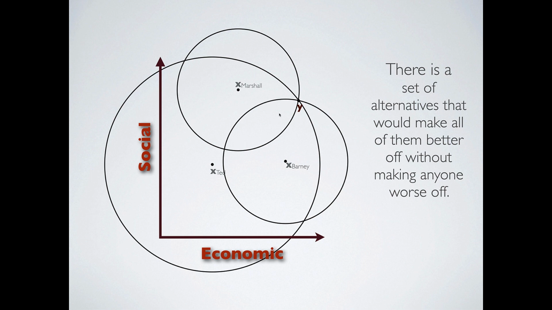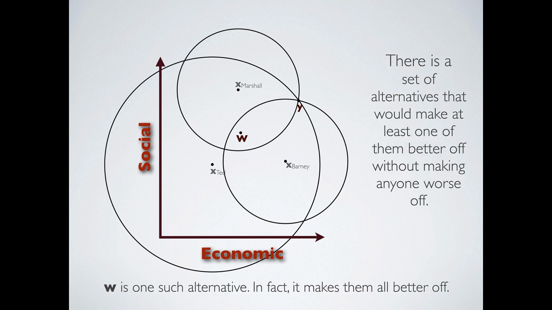So this petal right here, everything inside of this boundary of these indifference curves, all three of them prefer. So there's definitely things that make at least one of them better off without making anyone worse off. In fact, there are things that make all three of them better off, all right? For example, this point W. That point makes Ted happier, it makes Barney happier, and it makes Marshall happier. So Y is clearly not Pareto optimal.